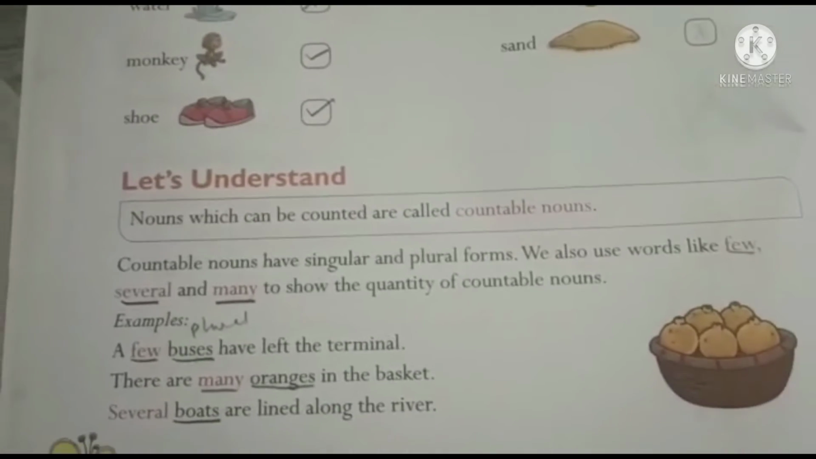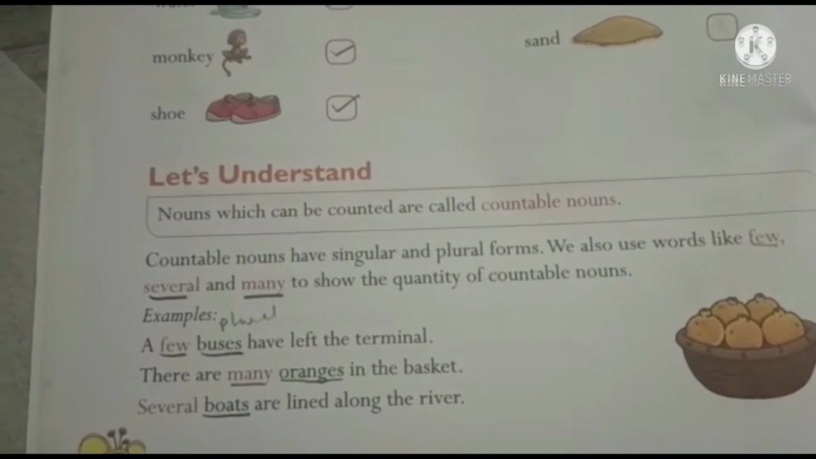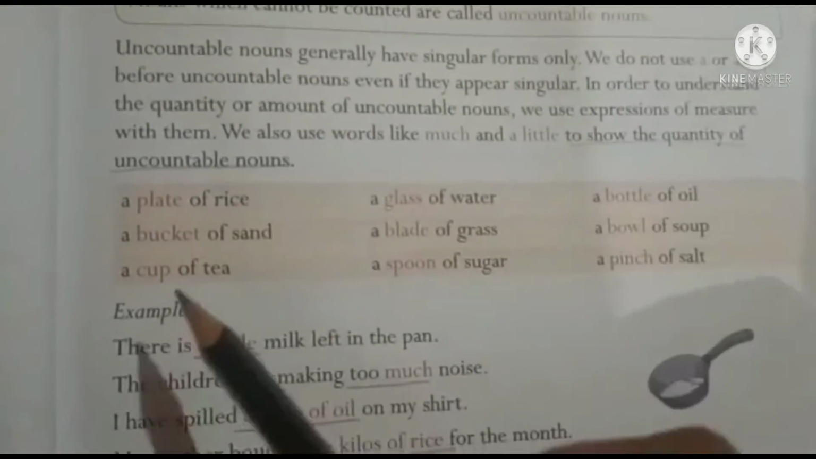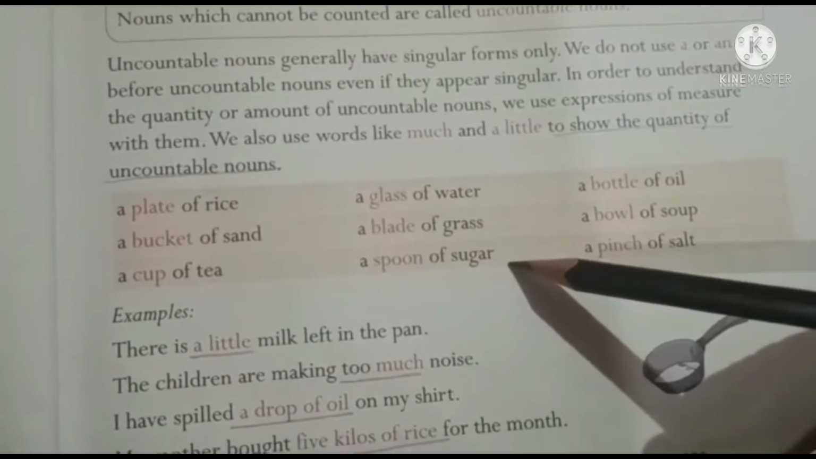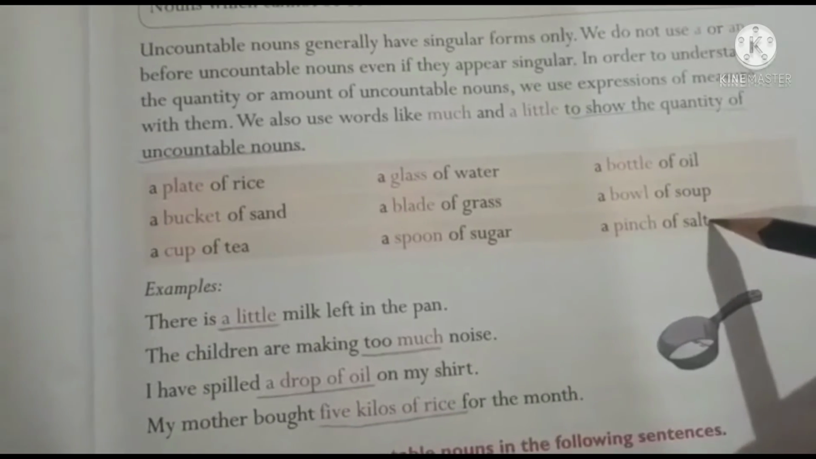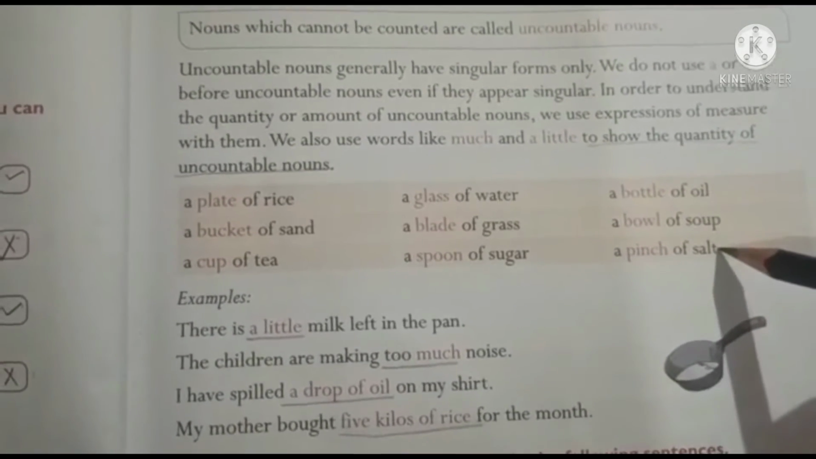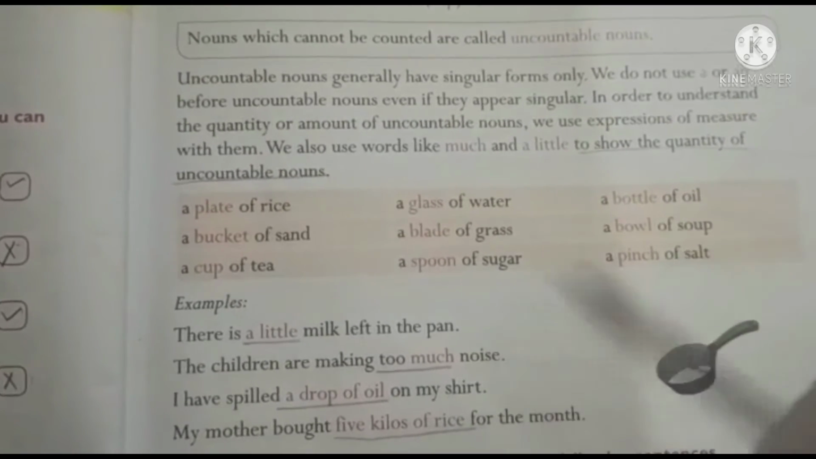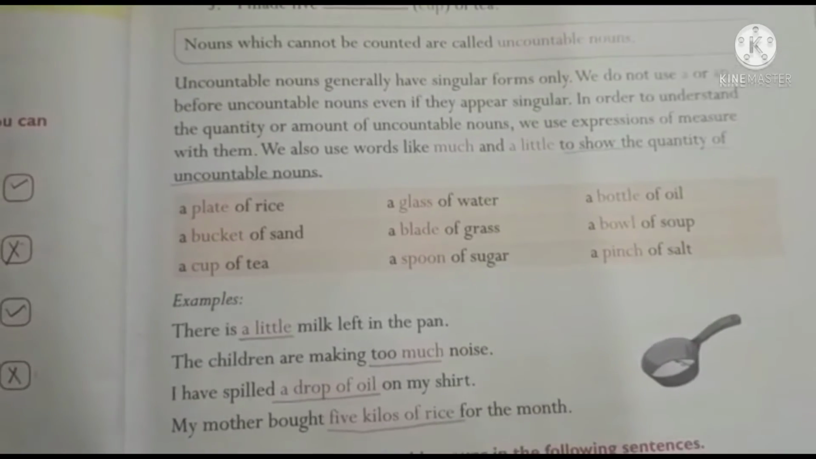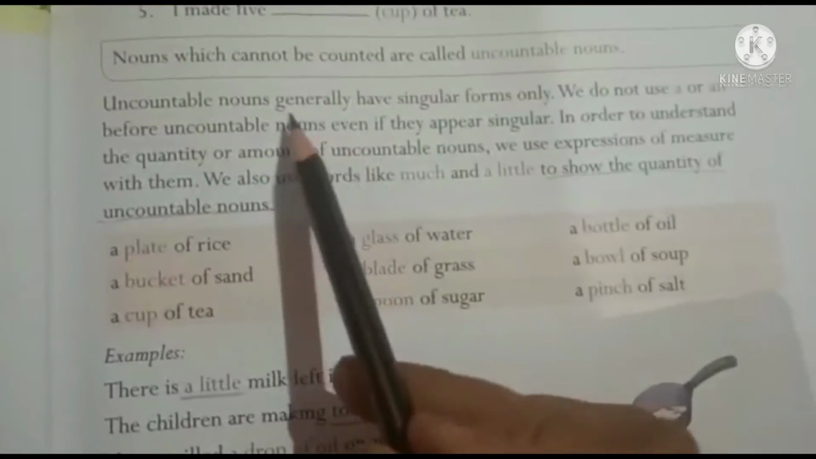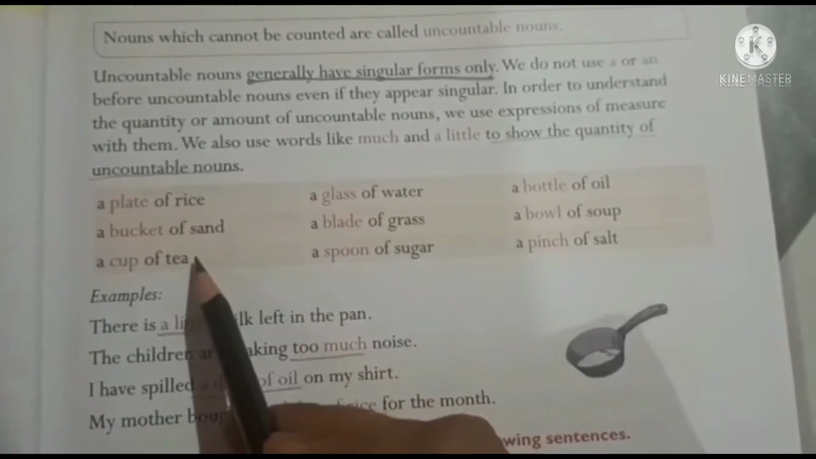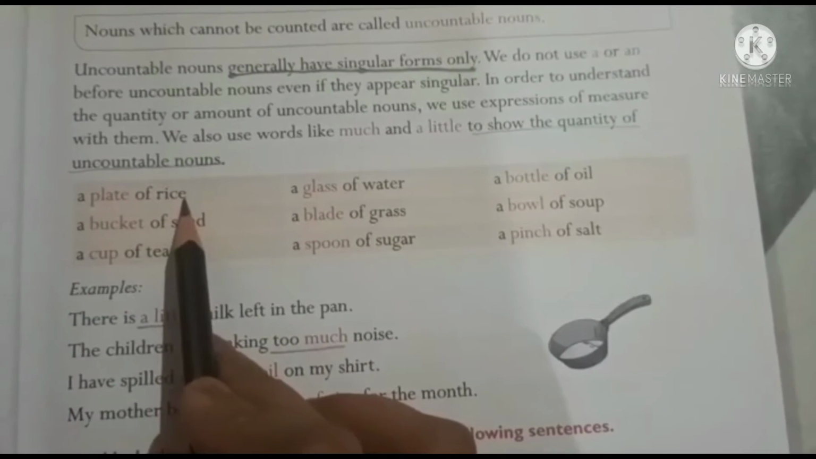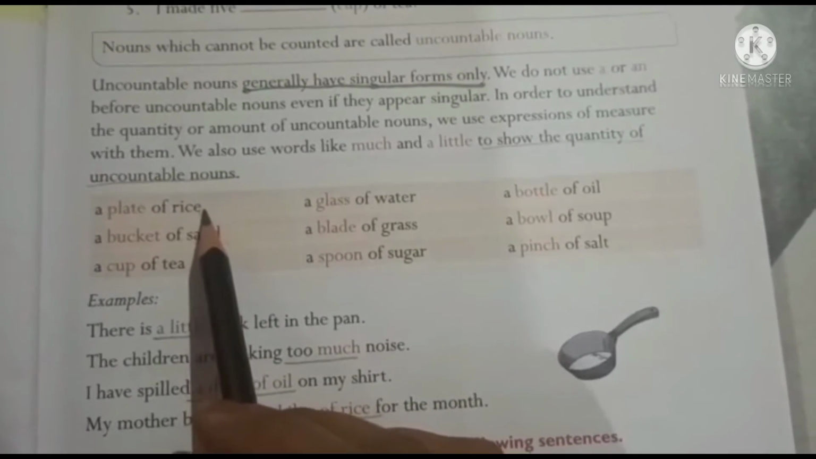Okay, children. In the same manner, what are the things we cannot count? Look here, children. Rice, sand, tea, water, grass, sugar, oil, soup, salt. These things, children, we cannot count them, right? You can of course count the cups of tea, glasses of water, bottle of oil. And uncountable nouns, children, generally have singular forms only. We never say rices or sands or teas. We don't put S in rice. So they are generally used in singular forms.